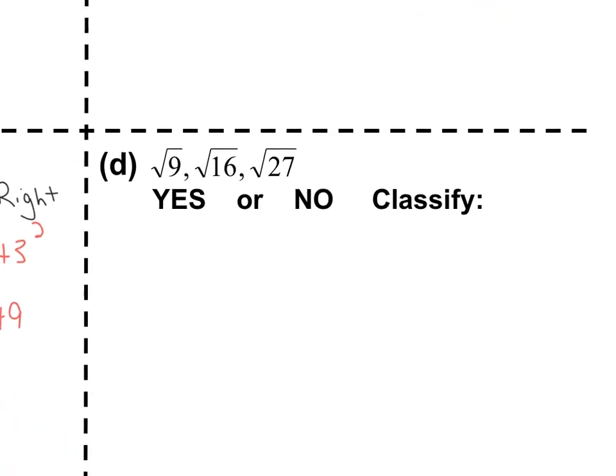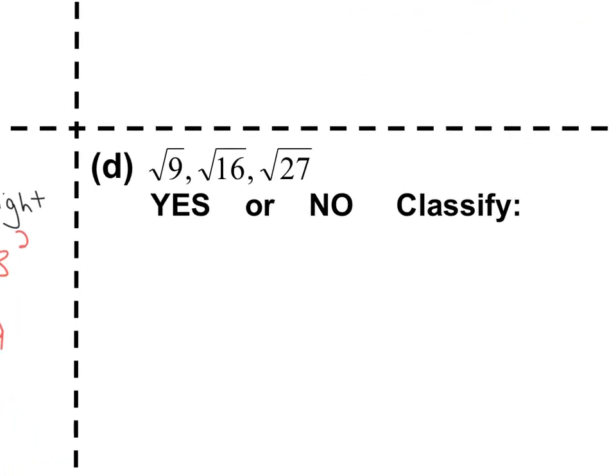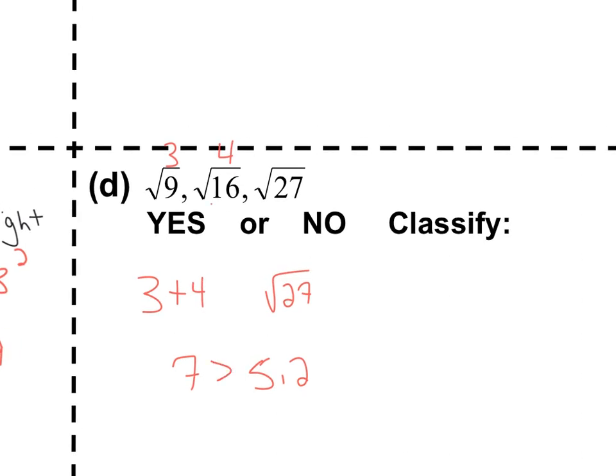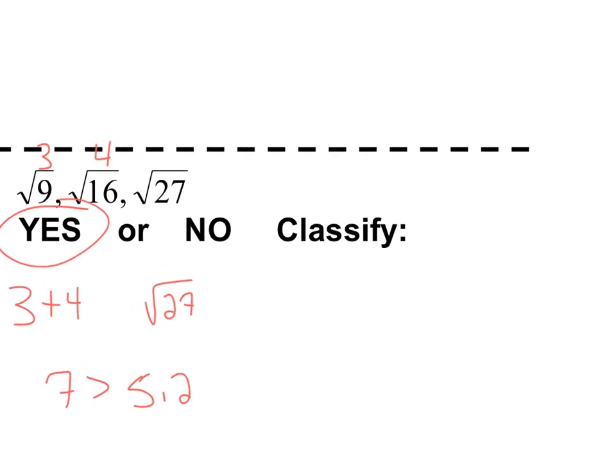Now, this one's all square roots. It's a little bit tougher. It's pretty easy to see what big and small is. So I'm going to go over here, and actually, I know that the square root of 9 is 3, and the square root of 16 is 4. So I'm going to take 3 plus 4 and compare it to the square root of 27. Well, 3 plus 4 is 7. The square root of 27, well, you know it's greater than 5 but less than 6. It's actually about 5.2 or 5.19. Well, since the sum of the smaller sides is bigger, we do have a triangle, so let's classify it.